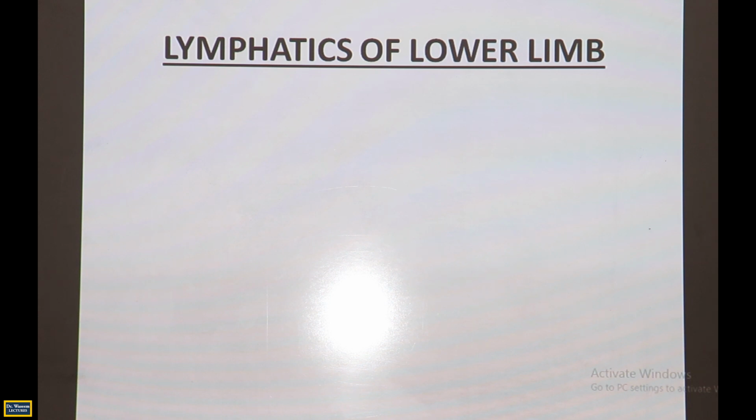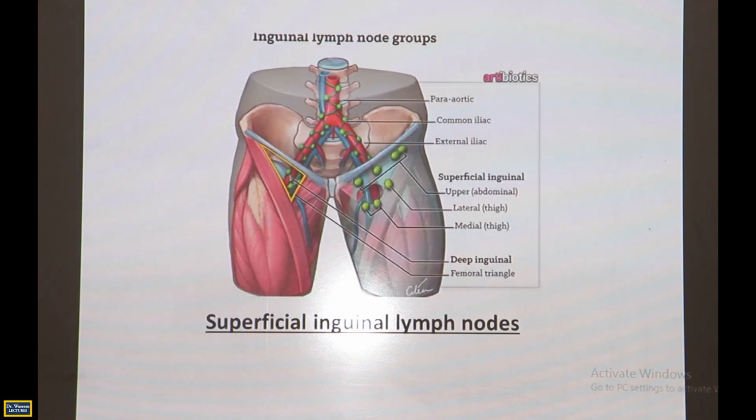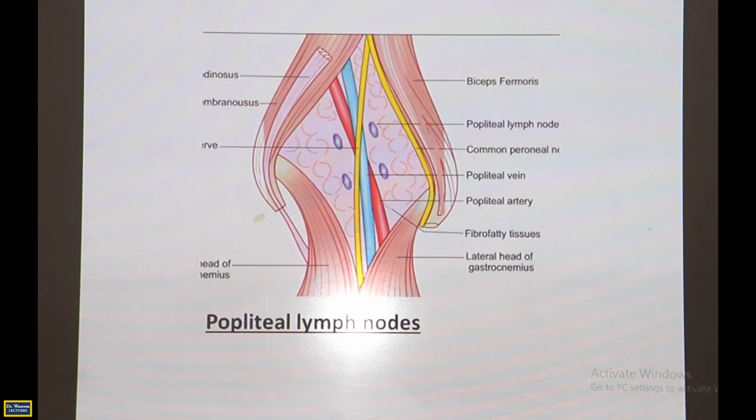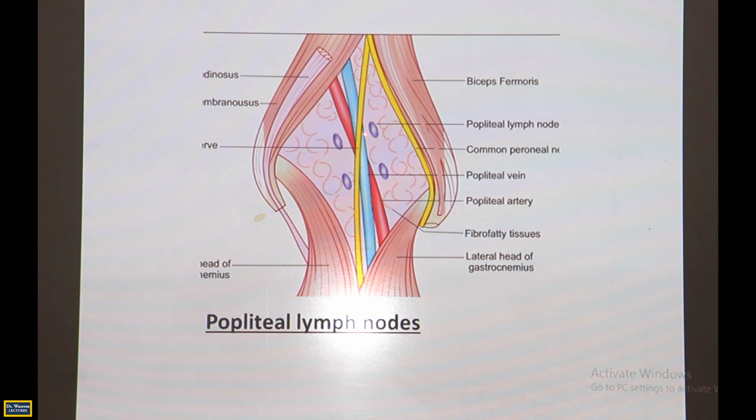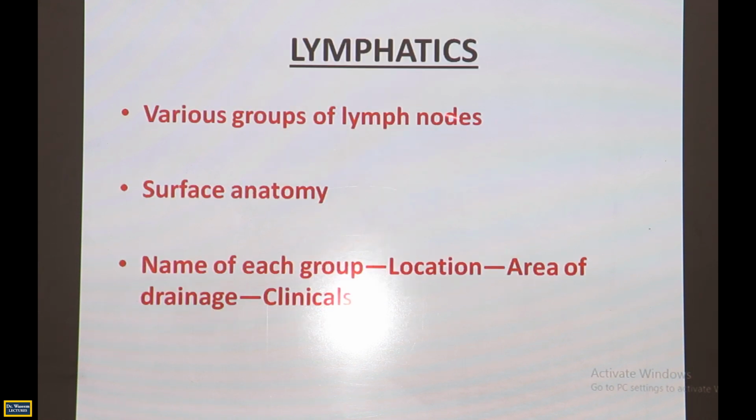After that, the lymphatics. In the lymphatics, we do not have too many things. We have a group of lymph nodes called the superficial inguinal lymph nodes. We have the deep inguinal lymph nodes also, within the femoral triangle. Then we have a few popliteal lymph nodes. You have to locate these various groups of lymph nodes, their surface anatomy, where exactly they are, the name of each group, where they are located, what area is drained by them, and which lymphatics from which area go inside them.